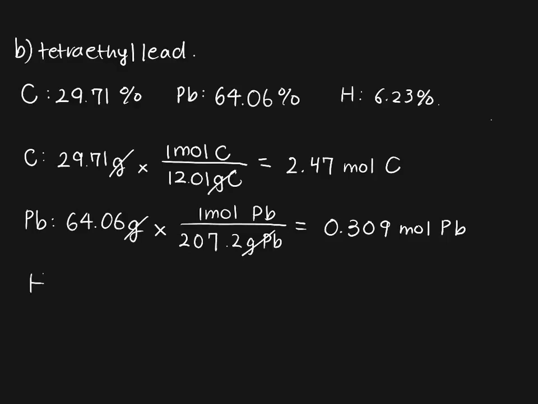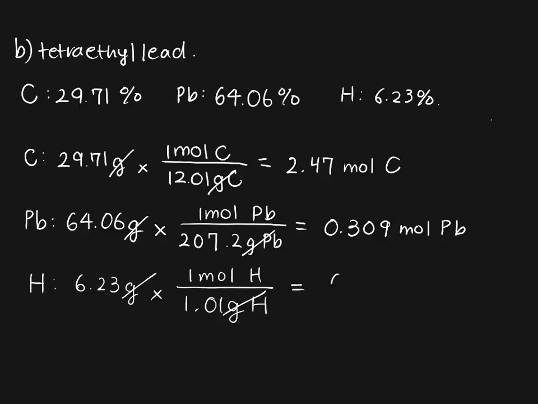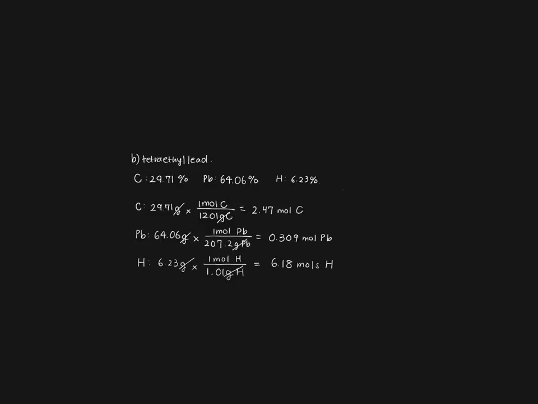And then finally, hydrogen. We have 6.23 grams of hydrogen times 1 mole over 1.01 grams hydrogen. Grams cancel, then we get 6.18 moles of hydrogen.